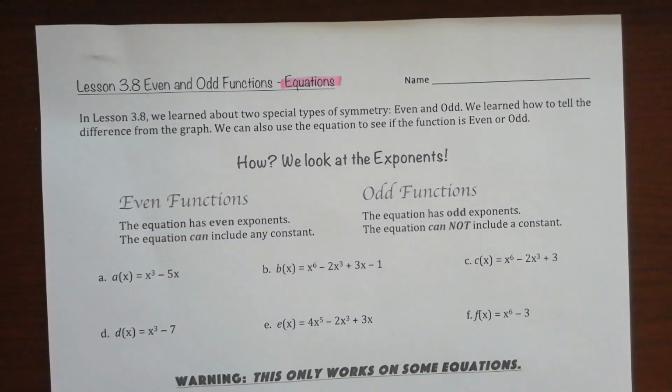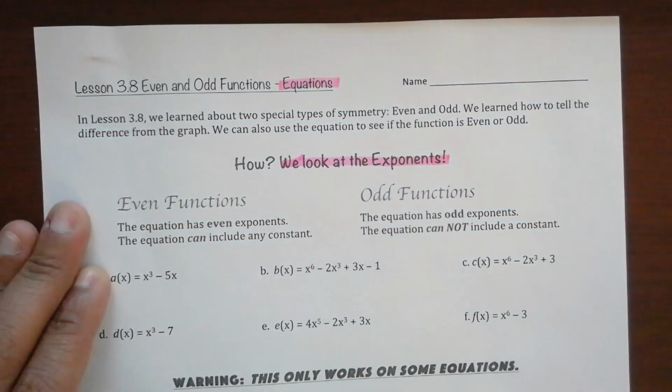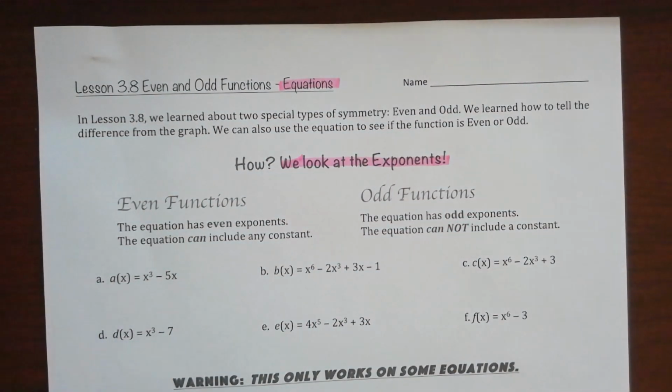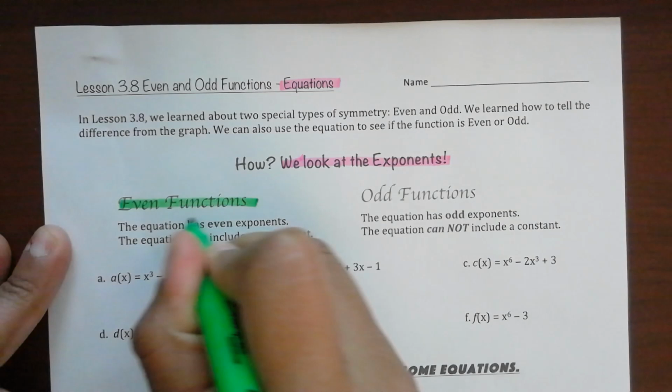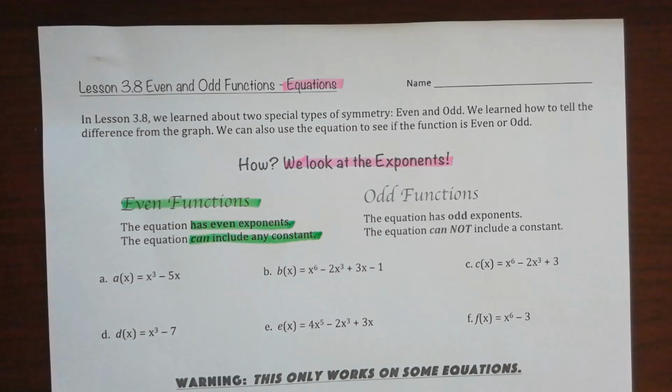So in Lesson 3.8, we learned about two special types of symmetry, even and odd. We learned how to tell the difference from the graph. We can also use the equation to see if the function is even or odd, by looking at the exponents. That's the biggest difference. Even functions have only even exponents and can include any constant.